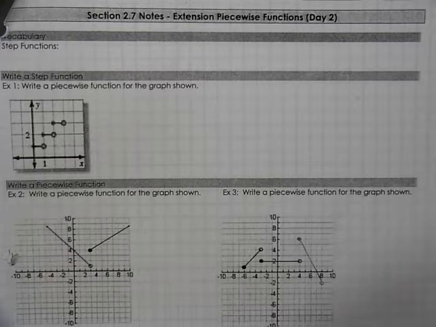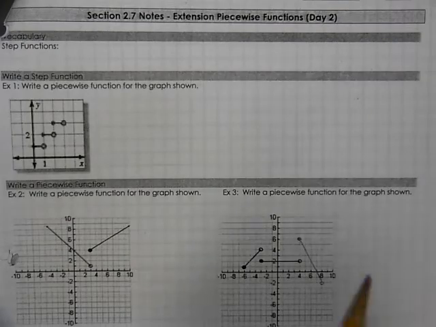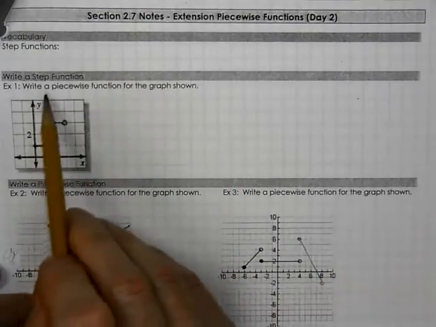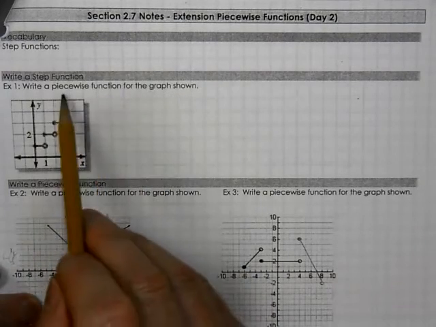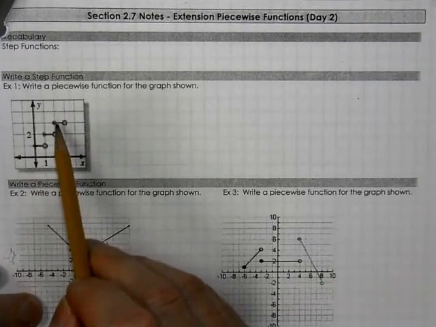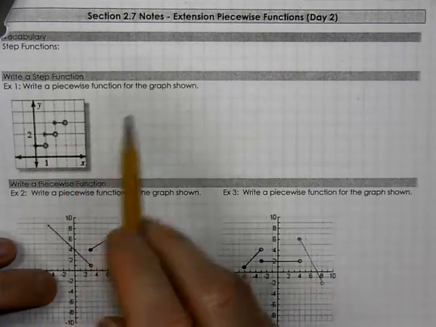Here's Algebra 2 with trig, section 2.7. This is the second day on piecewise functions. We're going to look at a piecewise function here, and we're going to write the piecewise function for what is being represented from our graph.